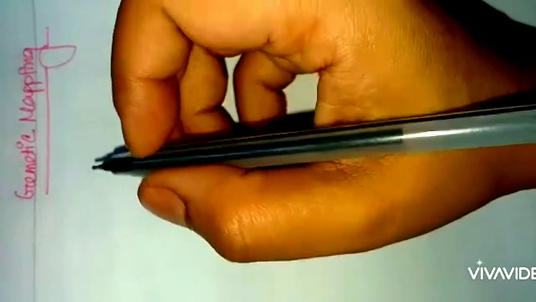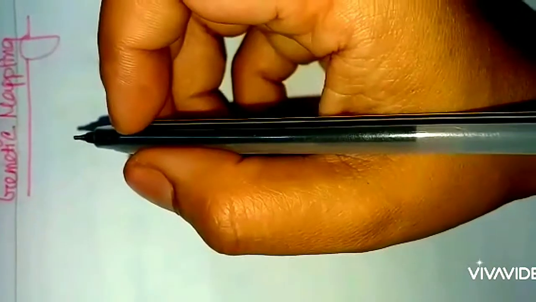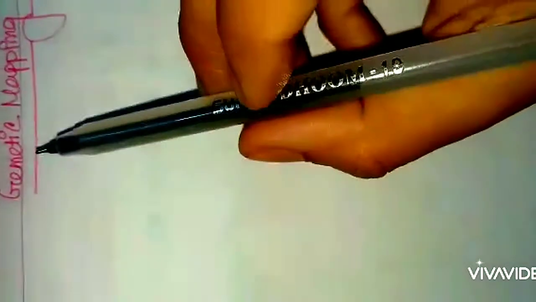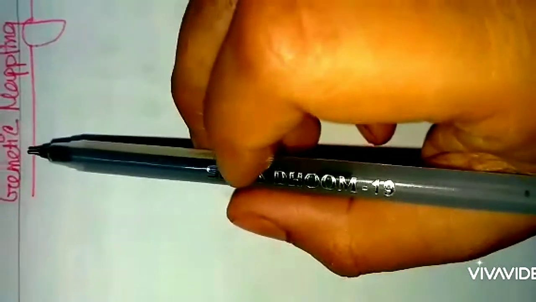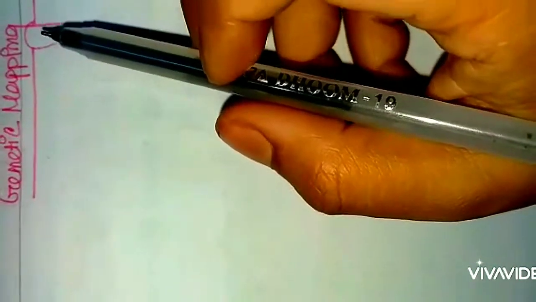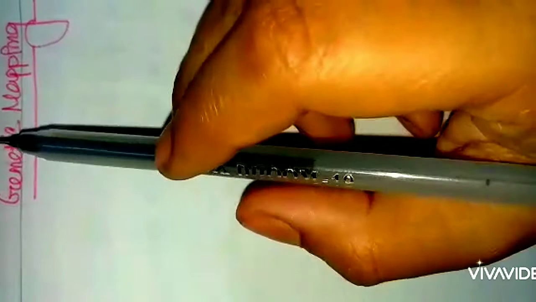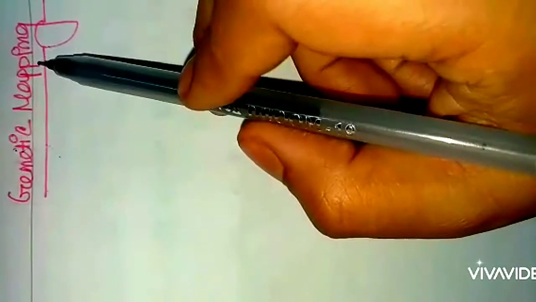So students, today we are going to discuss another topic from the chapter genetics, that is genetic mapping. You can also say this like linkage mapping or chromosome mapping. First of all, we have to know what is a gene and what do you mean by mapping.